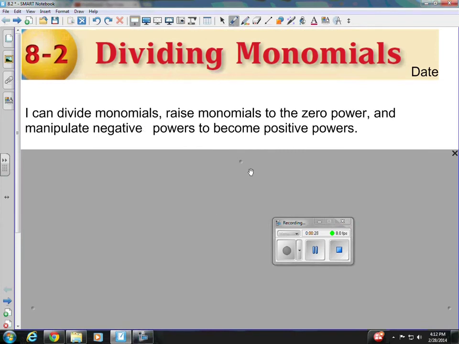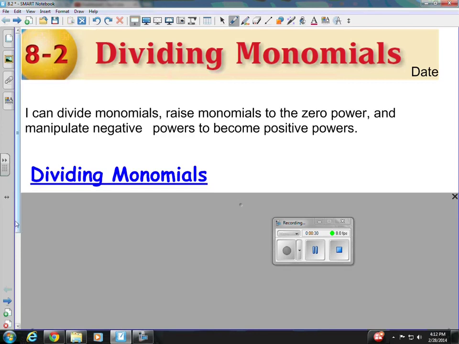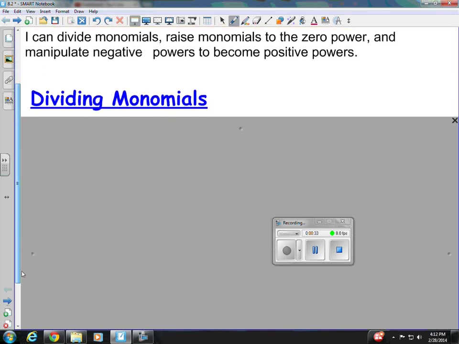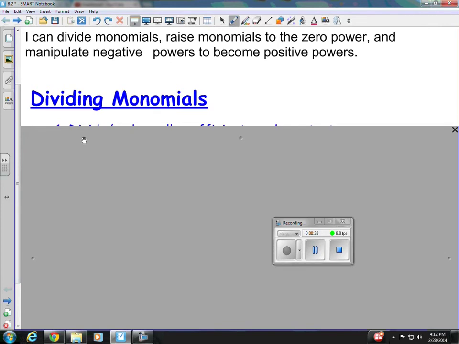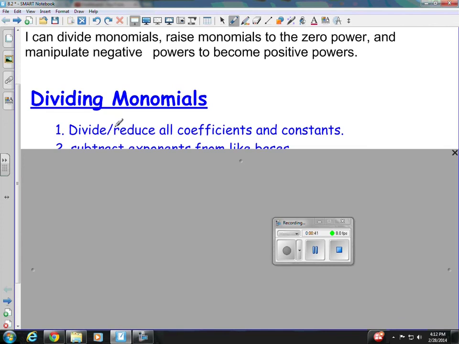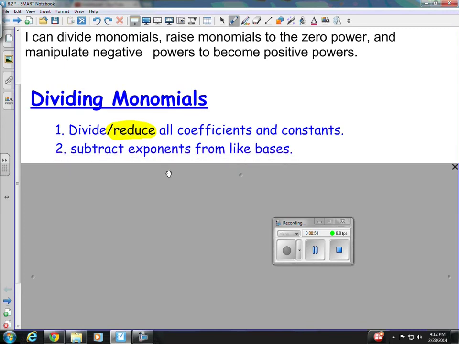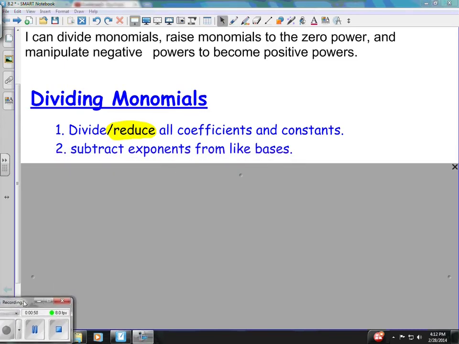Now, the first thing we'll look at is our rules for dividing monomials. And basically, they're the reversal of our multiplying. So where we multiply our coefficients, for dividing monomials, we're going to divide or reduce all coefficients and constants. And remember, that word reduce there means we want it in simplest form. So if you have a fraction like 2 over 4, reduce it to 1/2. And then we're going to subtract our exponents of like bases.